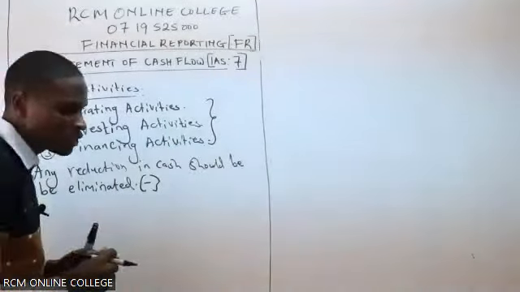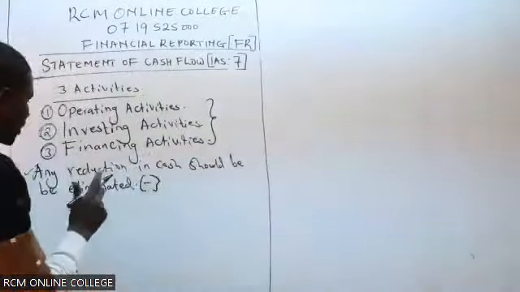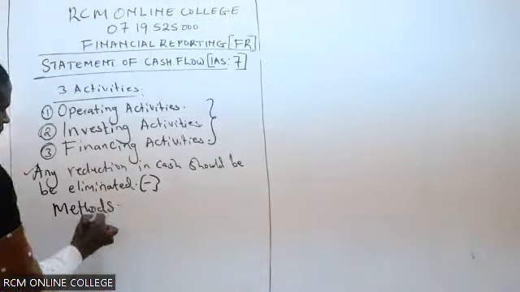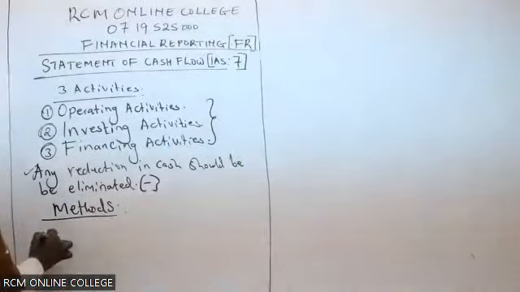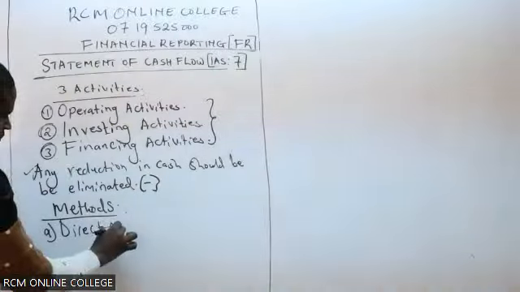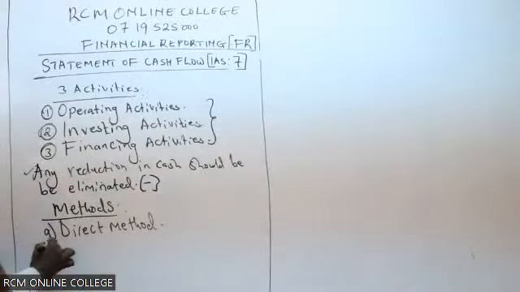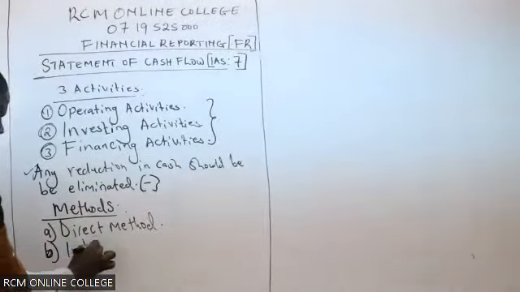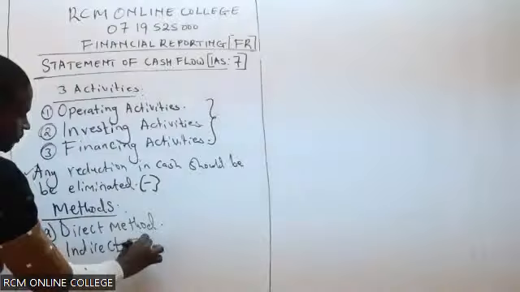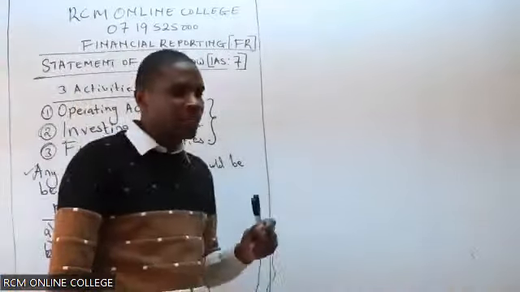So we have two methods in preparation of the cash flow. We have two: one, the direct method, and two, the indirect method. Direct method and indirect method.